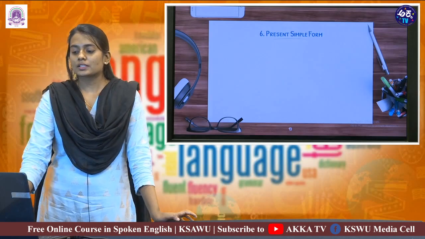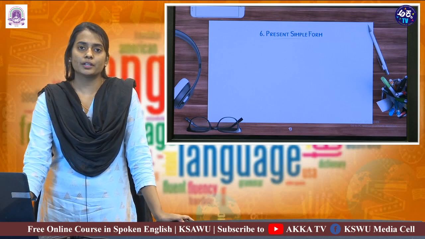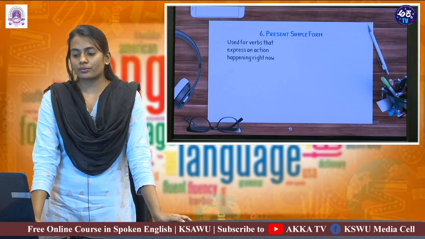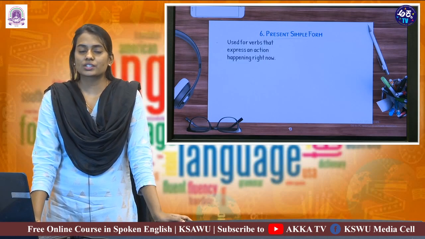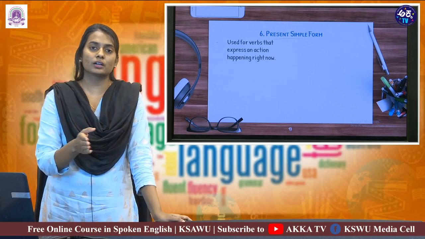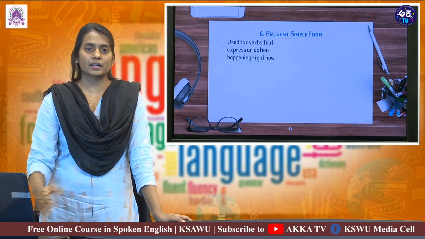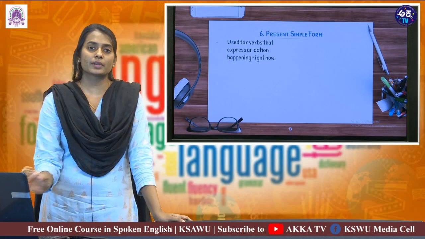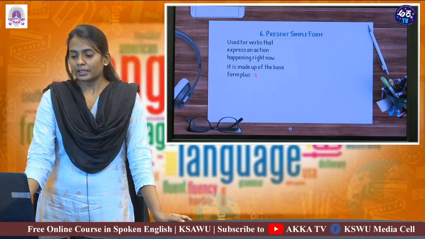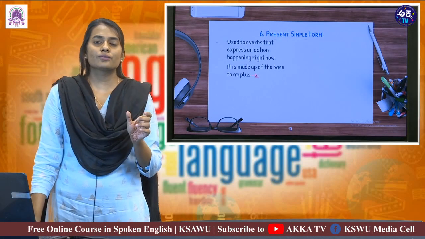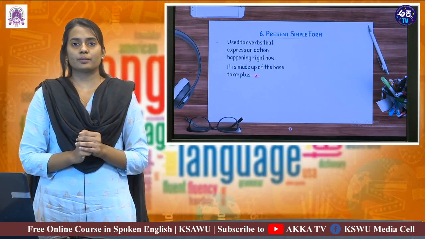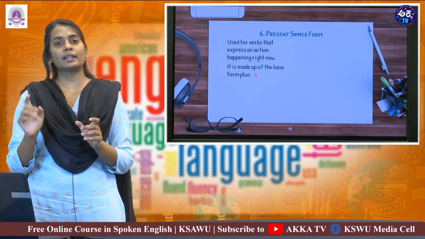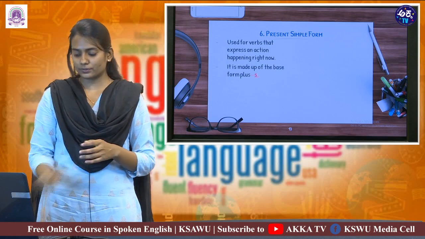Then the sixth one is the present simple form. This is used for verbs that express an action happening right now. So it expresses an action happening now. Okay, it is called the present simple form. And for this we add s to the base form. Okay, at the end we add s to the base form.